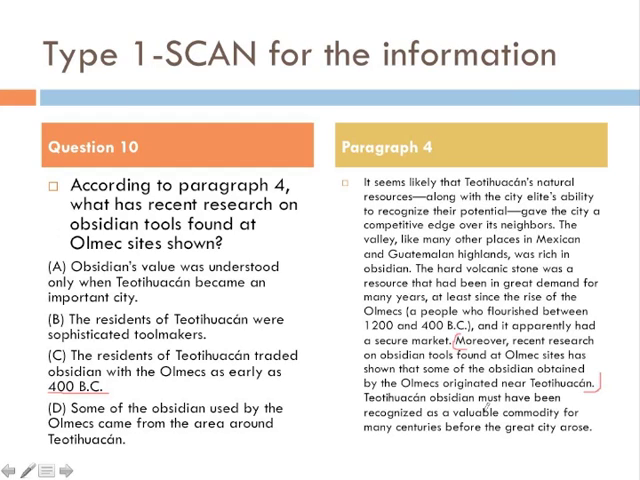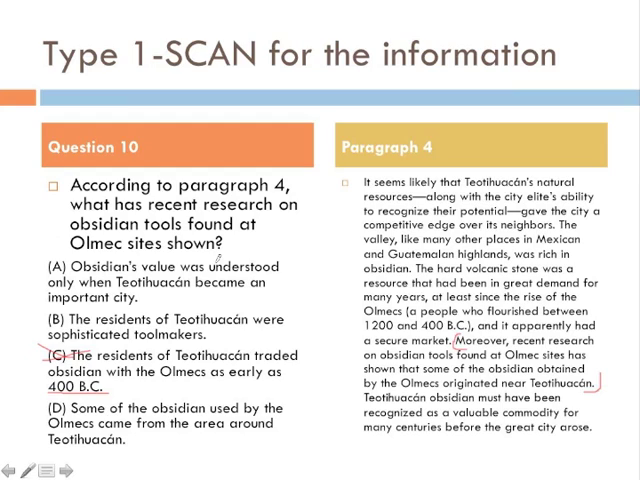So the first problem we recognize here is that the residents of Teotihuacan trading obsidian with the Olmecs as early as 400 BC cannot be verified by the text. So in this case, we can eliminate this one. Okay, let's go back to the other choices, starting with A.